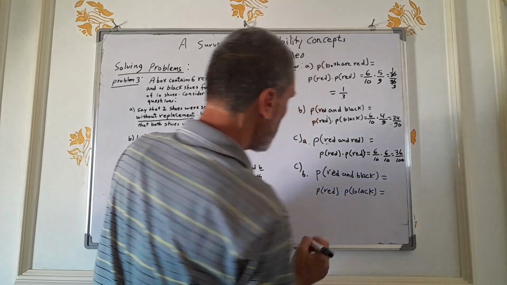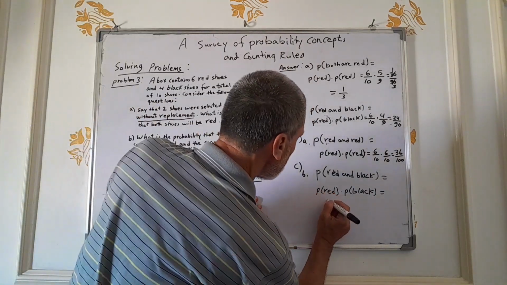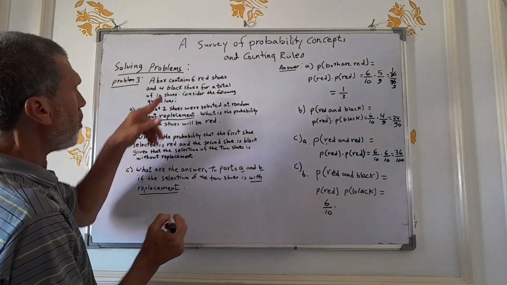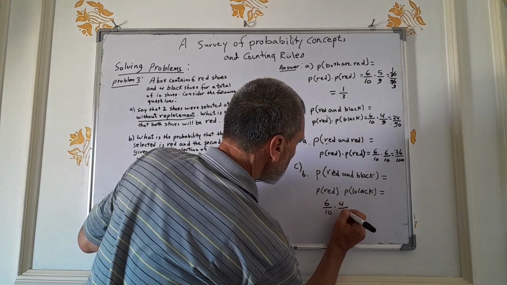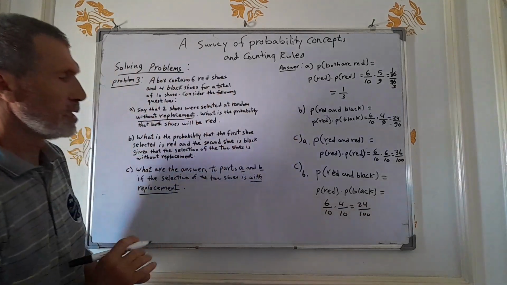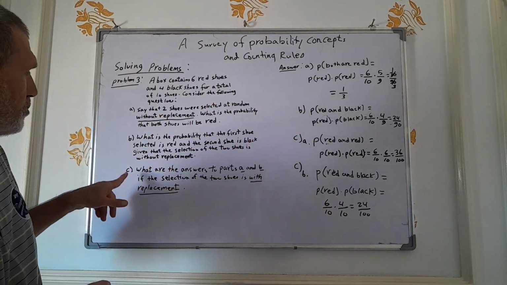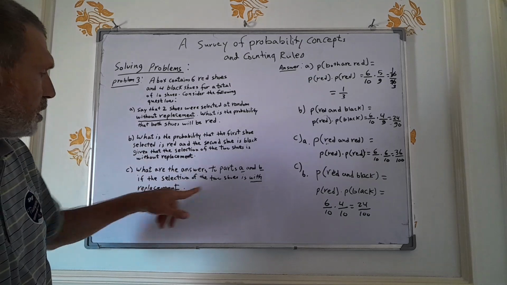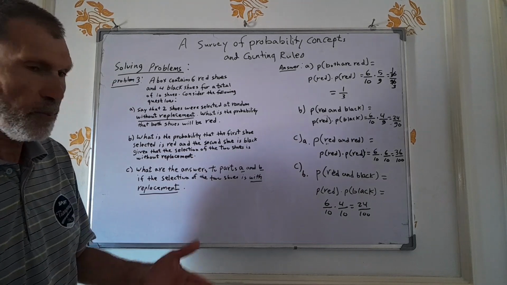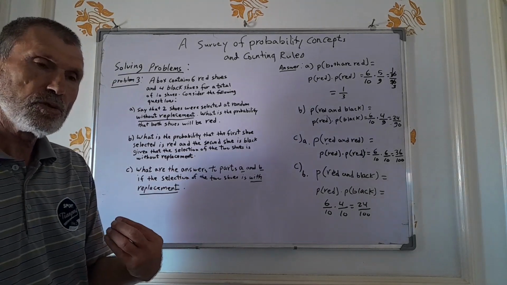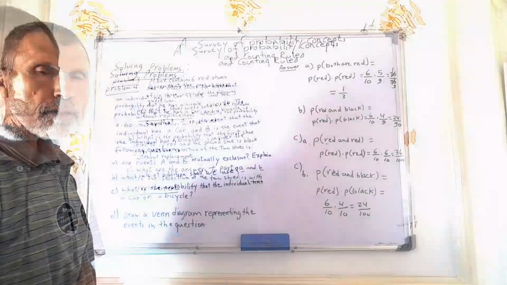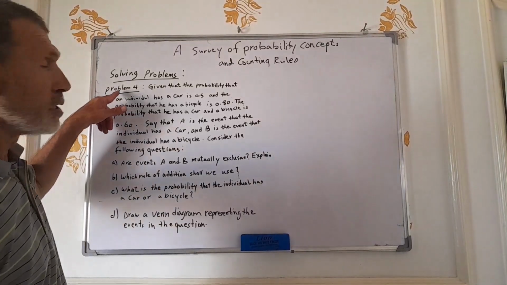So the probability of red is going to be 6/10 times 4/10, which is equal to 24/100. This is the answer of part B when the selection is with replacement, of course, because once we do with replacement, it means we select a shoe, we look at it, and then we return it back to the box. Okay, now we move to solve problem 4.